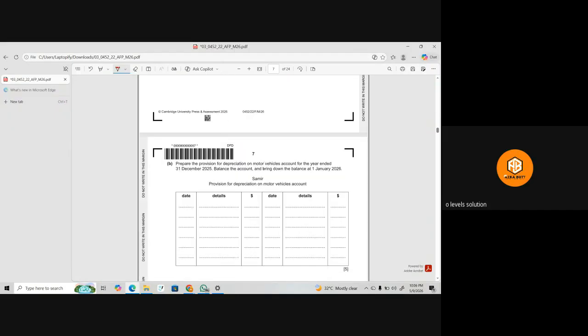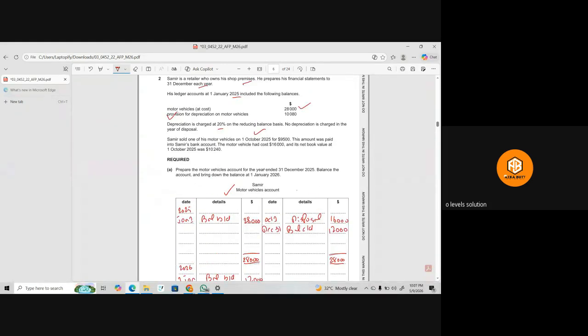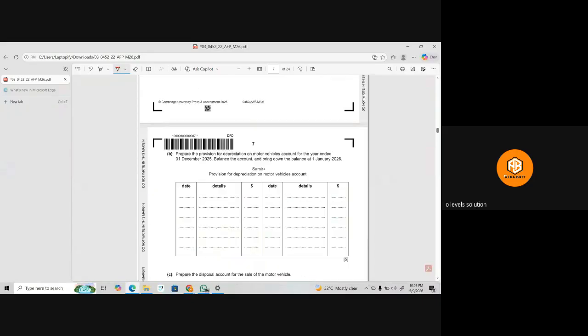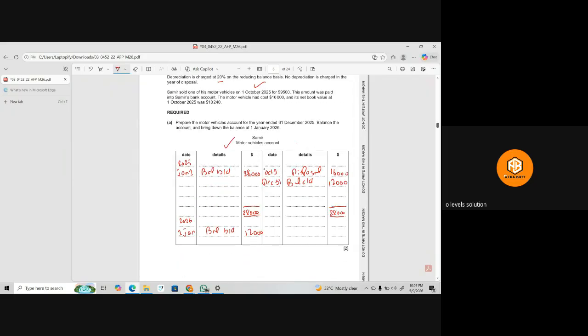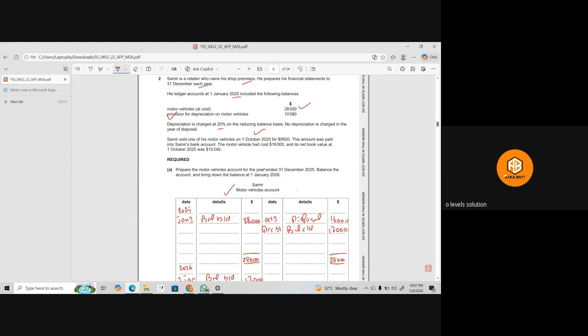Okay, now we have to make the provision for depreciation account. So we have already the opening balance. If you just see it again, the opening balance is 10,080. So let's write it down. हमारे पास पहले से ही एक बैलेंस पड़ा हुआ है. ओके, और अभी हमने एक जो एसेट बेचा था उसकी प्रोविजन को हमें माइनस करना पड़ेगा. The asset which we sold, we have to minus its provision for depreciation.